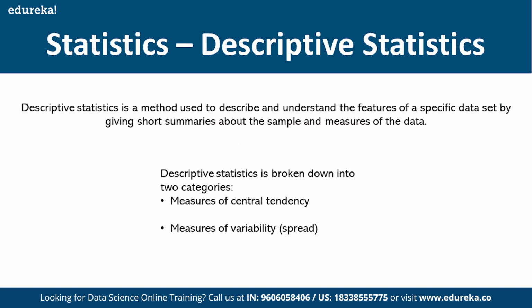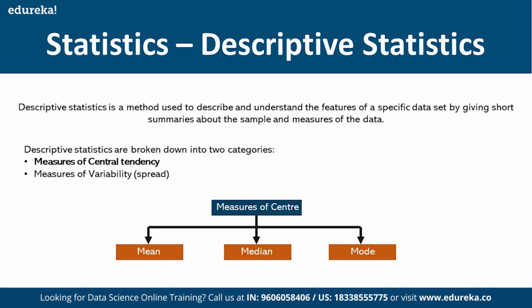Now, descriptive statistics is used to describe the features of a given subset, and it is broken down into measures of central tendency and variability. So descriptive statistics has two parts: measure of central tendency and measure of variability, that is, how values differ from each other. Central tendency means mean, median, mode. What is the average? What is the maximum occurring value? That is mode. What is the median? What is the middle value?